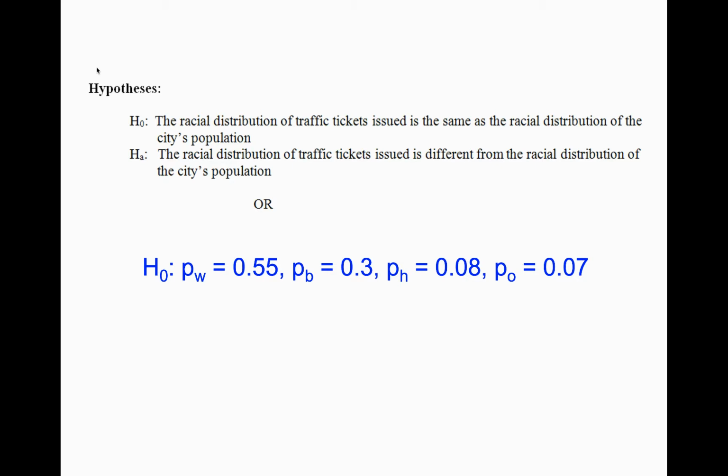And notice that those add up to 100%. Now, our alternative is that at least one of these proportions is incorrect. And remember, we mentioned how it's fine if a couple of them are what you expect, like perhaps the proportion for white could be 55%. But if the proportion for black drivers was, let's say, 40%, that would be different than what we expect. And so as long as one of those proportions is wrong, that would support the alternative hypothesis.